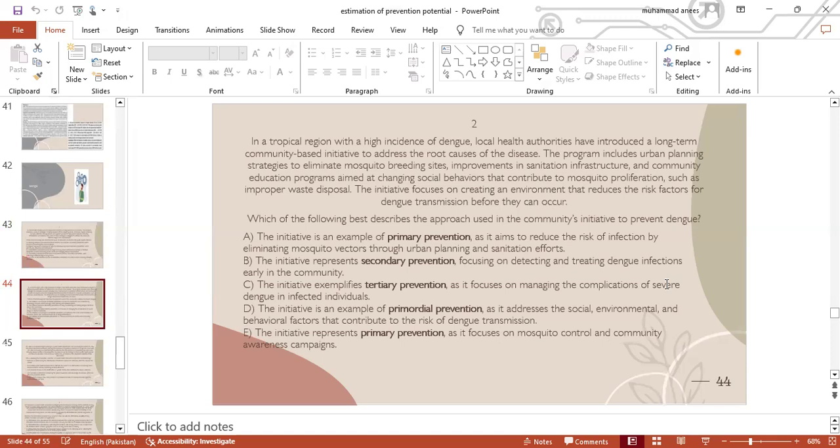So which of the following best describes the approach used in community initiatives to prevent dengue? Number A, the initiative is an example of primary prevention. Number B, the initiative represents secondary prevention. C, the initiative exemplifies tertiary prevention. D, the initiative is an example of primordial prevention. Or E, the initiative represents primary prevention as it focuses on mosquito control and community awareness campaigns.